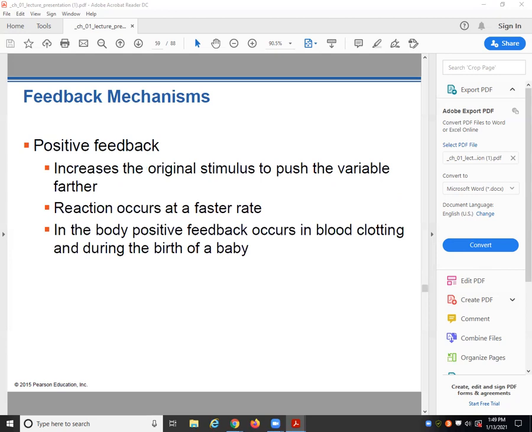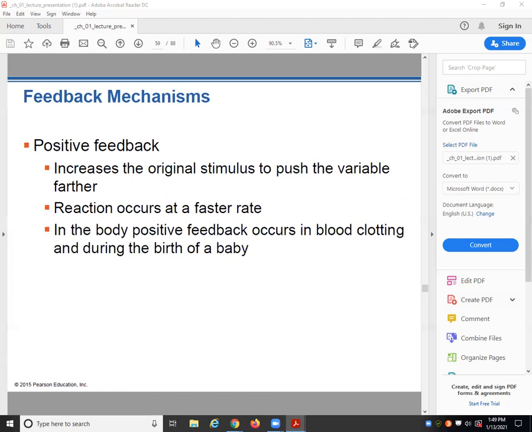So in a few cases, you'll see positive feedback. And it's going to increase your original stimulus and push the variable even further in the direction it was going. Does everybody see how that's different from negative feedback? So instead of taking it back, you're going to keep going further in that direction. Okay. The reaction starts happening even faster.